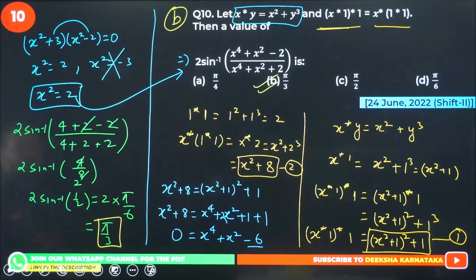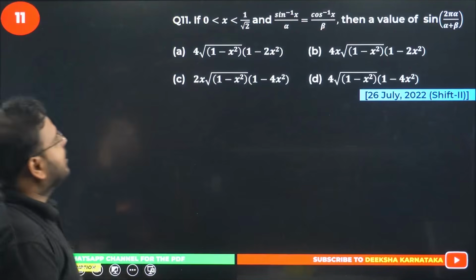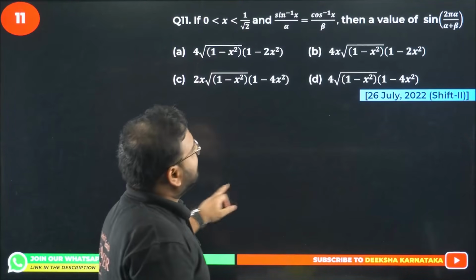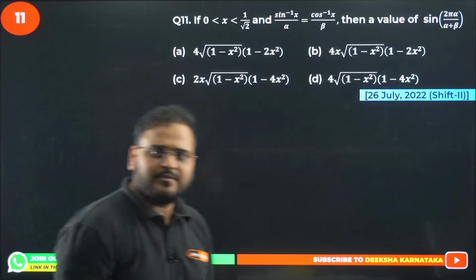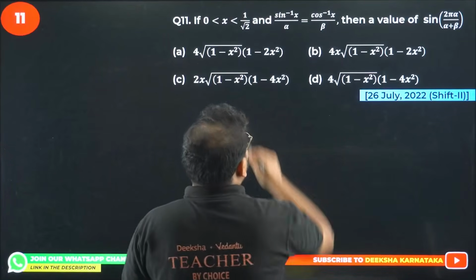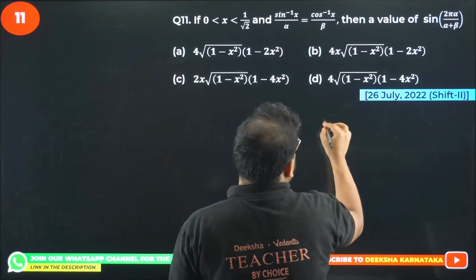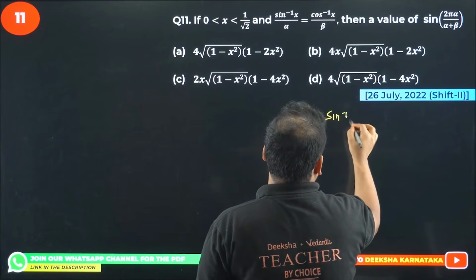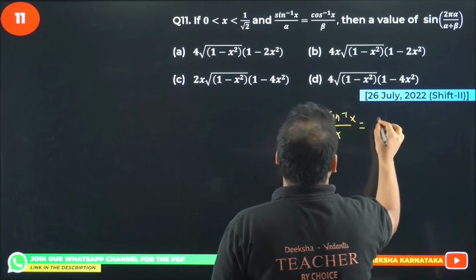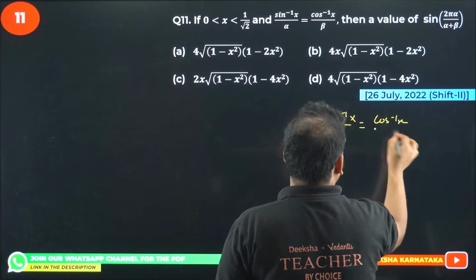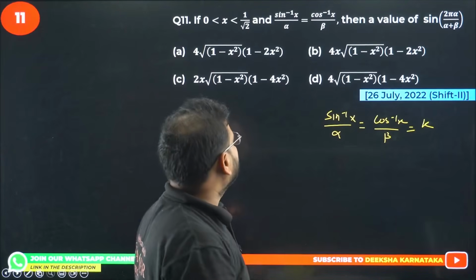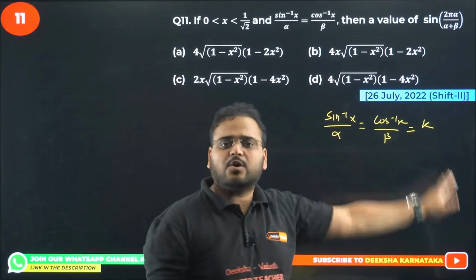Very good question. 11th one now. Sine inverse of x by alpha, cos inverse of x by beta. Again, a very simple question. You will find it very, very simple, don't worry. So we'll do one thing. It's a given form, right? Take it equal to some constant. Let's take the constant k over here, because the ratio is equal, I can take this as a constant k.